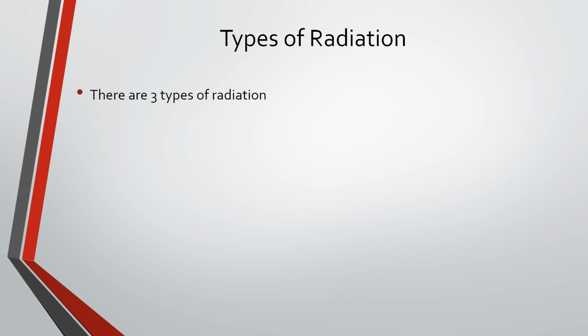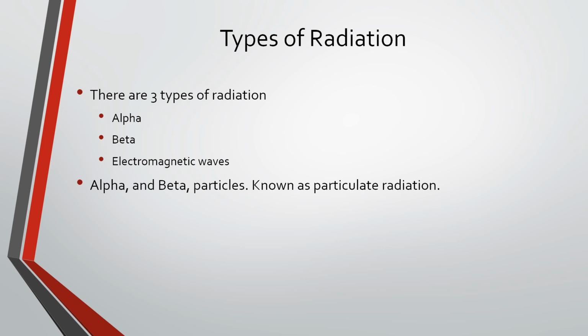Okay, so we'll move on. Now we'll take a quick breakdown of each of these types of radiation. There are three types of radiation: alpha, beta, and electromagnetic waves. The alpha and beta are particles, known as particulate radiation.